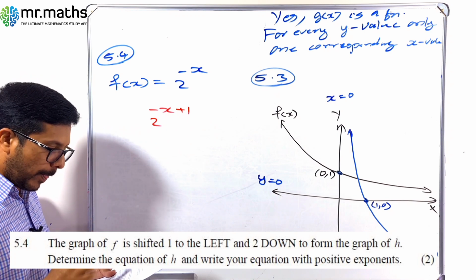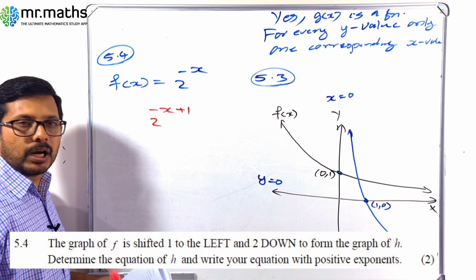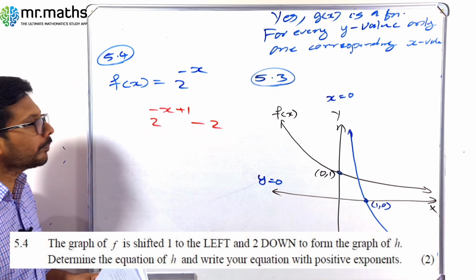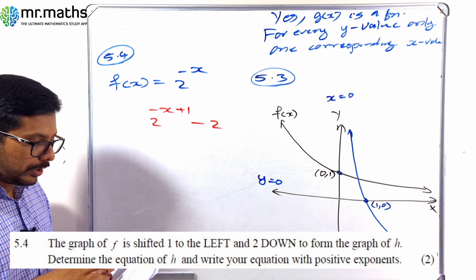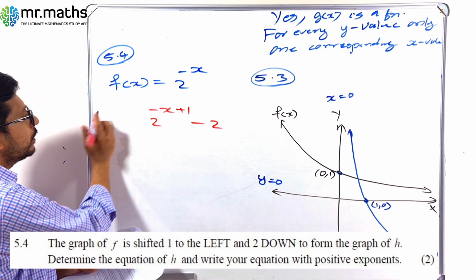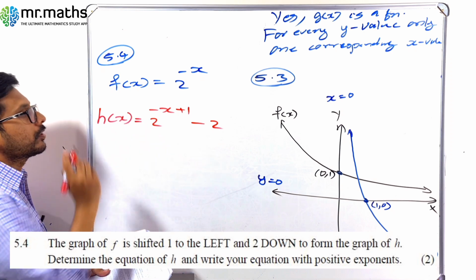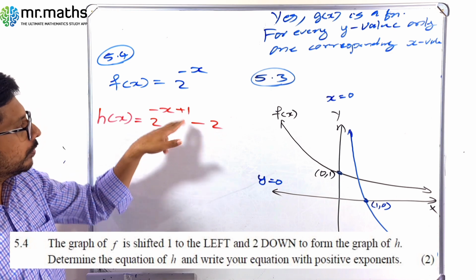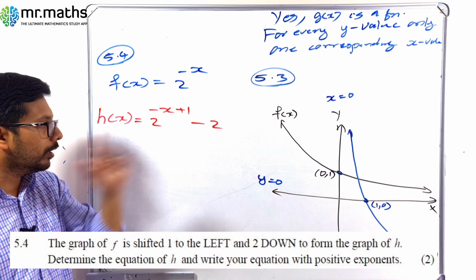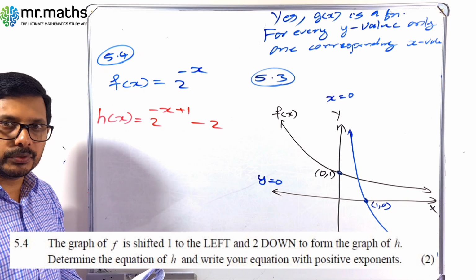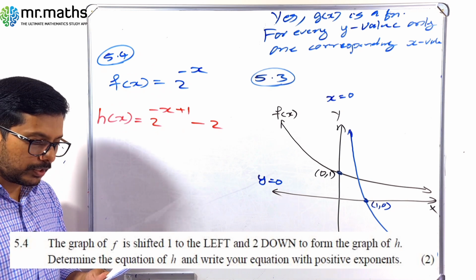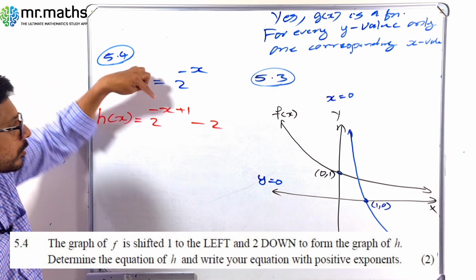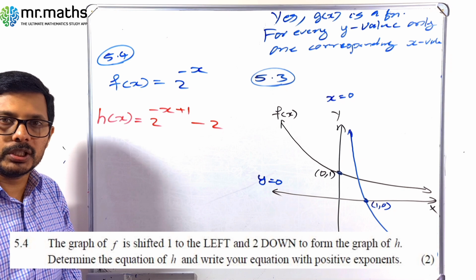Then 2 units down, an up or down movement here: minus 2. And determine the equation of h. So this is the new equation, h of x. So h of x is 2 raised to minus x plus 1, minus 2. Plus 1 means 1 unit to the left. Minus 2 means 2 units downwards. But look at the last sentence of that question: write your equation with a positive exponent. So here you can see that the exponent is negative. How can you write this as a positive exponent?